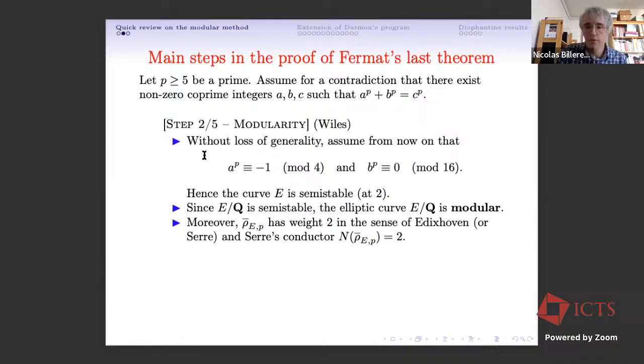The fact that the Serre conductor is 2 is related to the fact that this representation was unramified away from 2 and P, and by definition, Serre's conductor is just the prime-to-P part of the Artin conductor. So it's coprime to P by definition. So there is only 2 in Serre's conductor, and the weight is 2. It's just a computation.